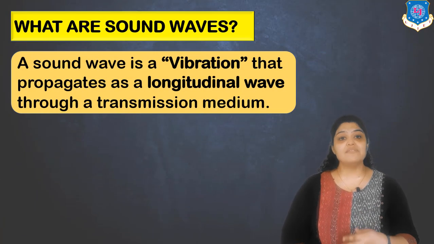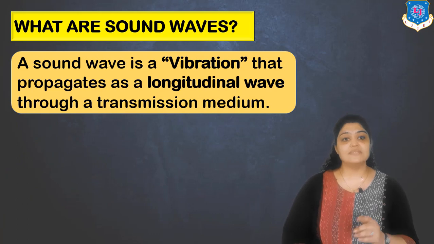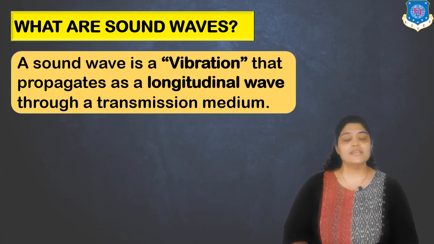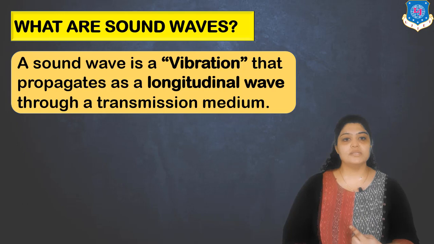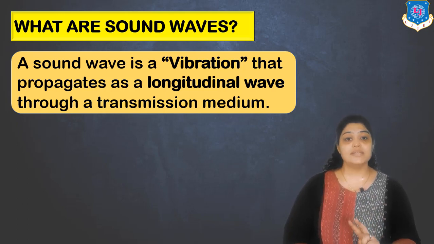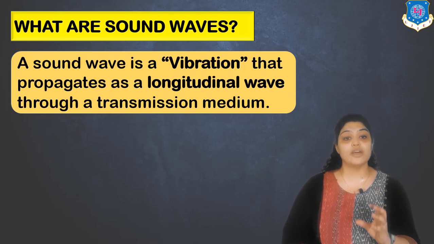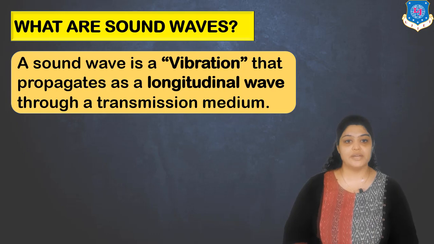Now, once we have discussed what ultrasonic waves are, they are a type of sound waves. So next we should know what we mean by a sound wave. A sound wave is a vibration which propagates as a longitudinal wave through a transmission medium. One thing you can say from this is that sound needs a medium to propagate. Next, sound is actually a vibration. Whenever you have a vibration, we say that sound is generated.